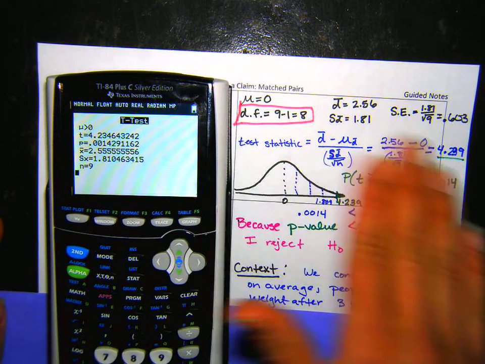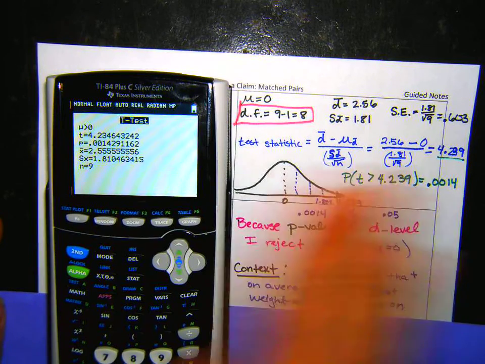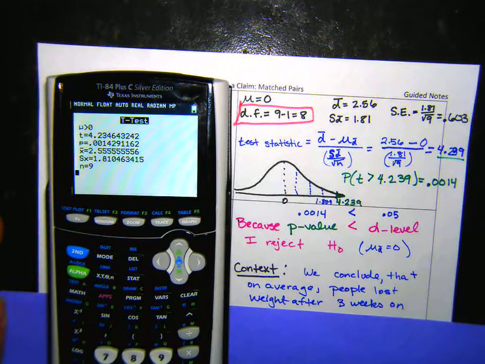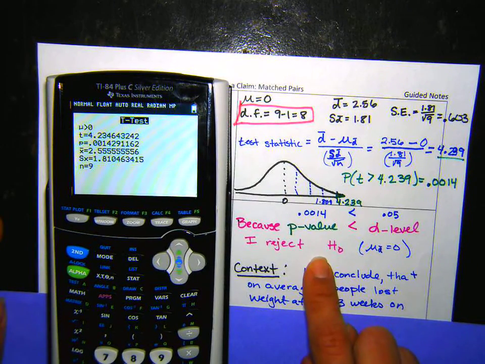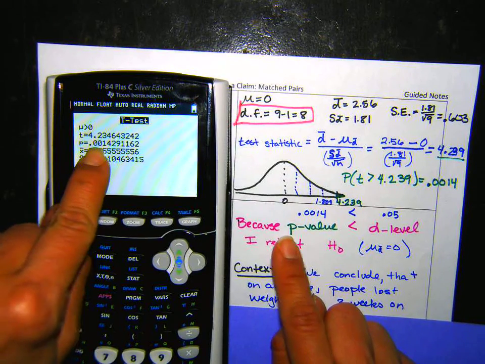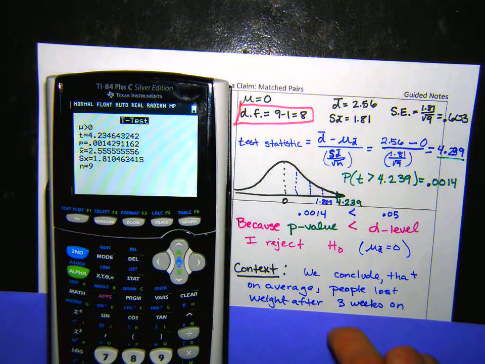So you can use the calculator to either check your work or to bypass this material if you're running low on time, and then you can get right to the conclusion. Because our p-value is 0.0014, because our p-value is low, less than our alpha, we will reject the null hypothesis.